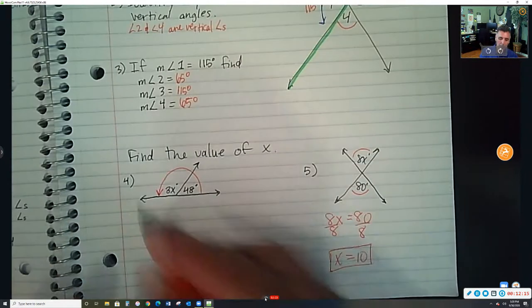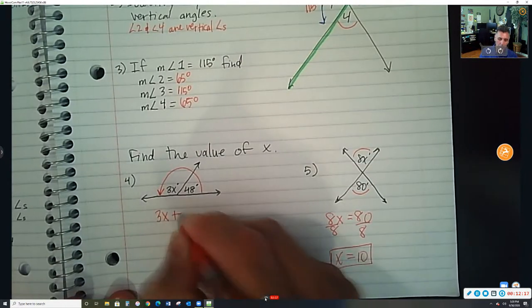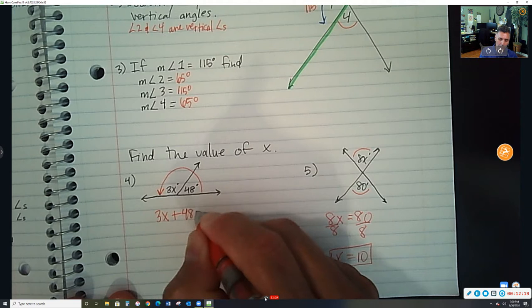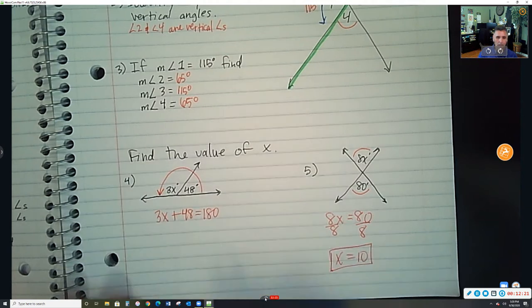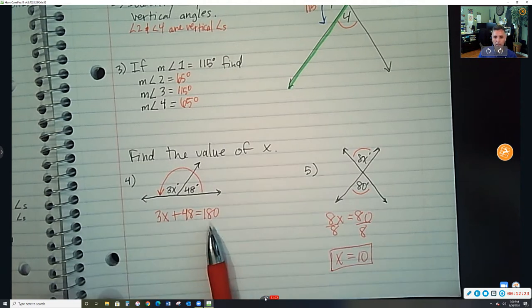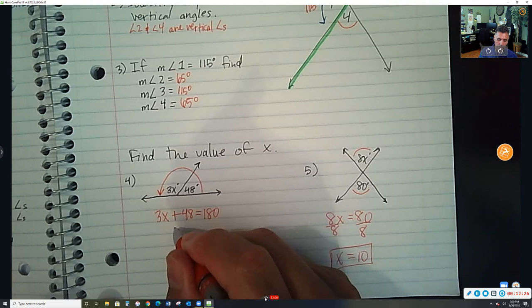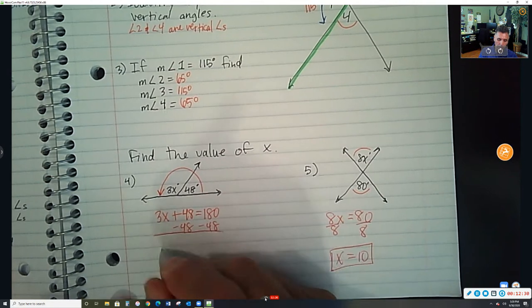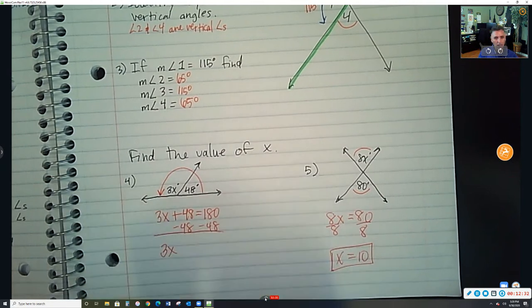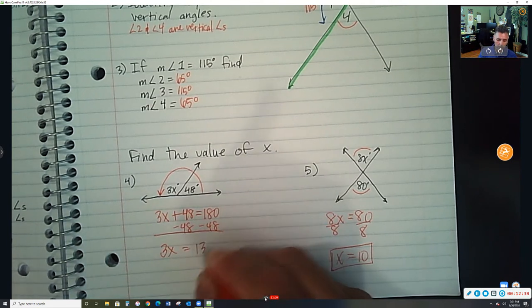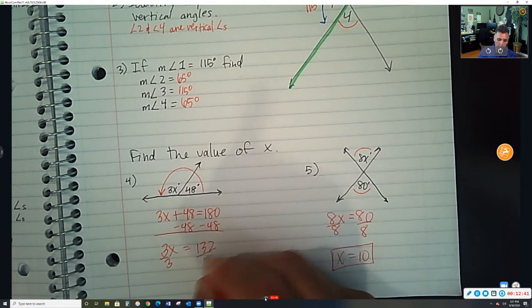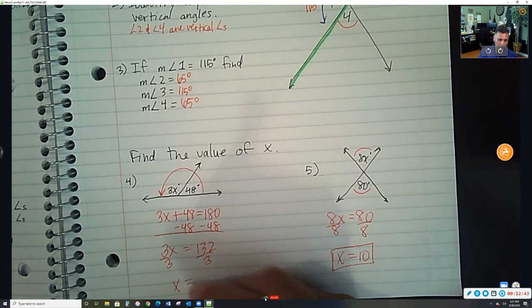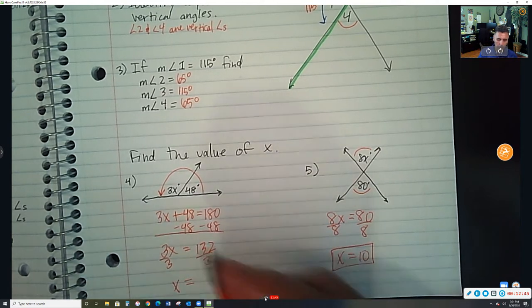So that means 3x plus this one. And then again, we just did a whole page like that. Actually, 2 pages equals 180. Solve this. So subtract 48 to both sides. Bring down the 3x. 48 minus 48 is 0. 180 minus 48 is 132. Divided by 3, divided by 3. X equals 44.